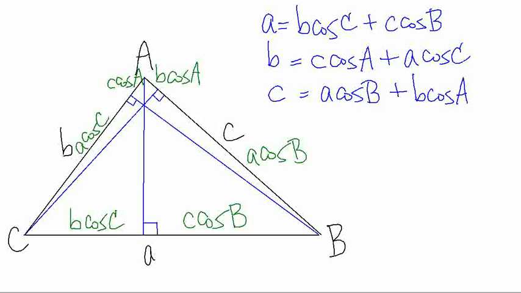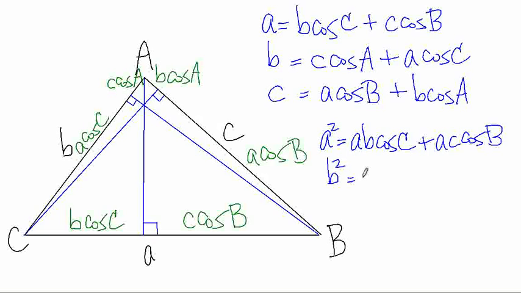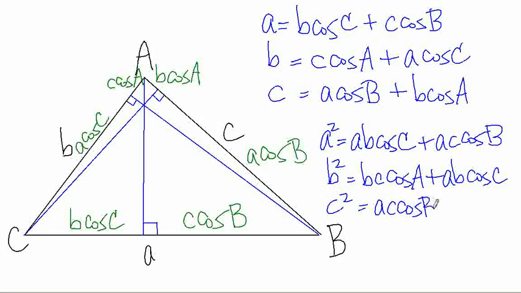And now let me multiply the first blue equation on both sides by A. So I will get A squared equals AB times the cosine of C plus AC times the cosine of B. For the second blue equation, let me multiply both sides by B. So I'll get B squared equals BC times the cosine of A plus AB times the cosine of C. And for the third blue equation, I want to multiply both sides by side length C. So I'll get C squared equals AC times the cosine of B plus BC times the cosine of A.